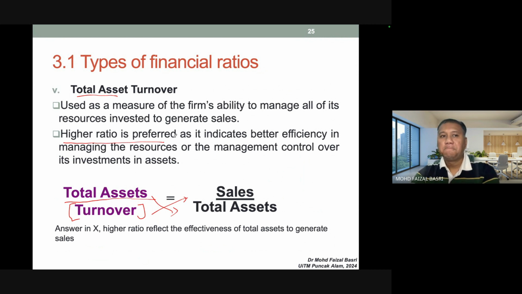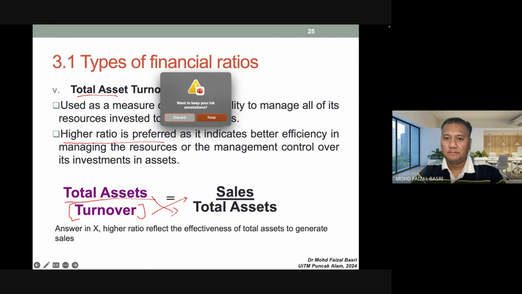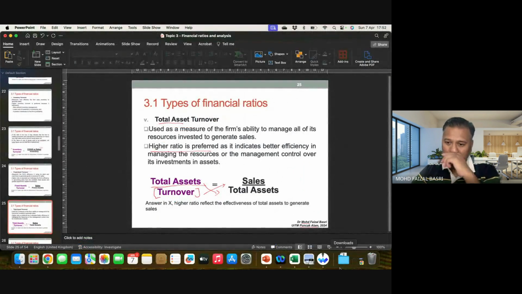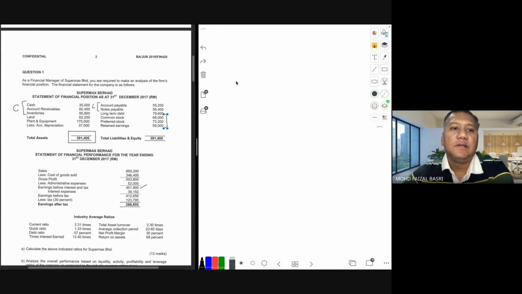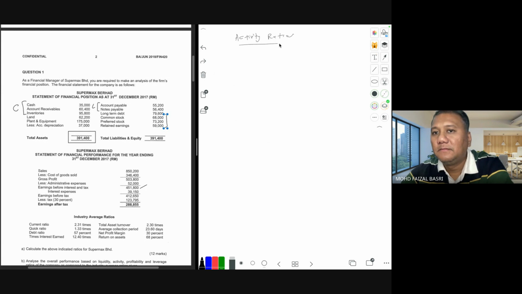Okay, now let's go back to the question. So this is the second category tadi. Now we move on to the third one. The third one adalah activity dia kan. So we have 5 ratios for activity.